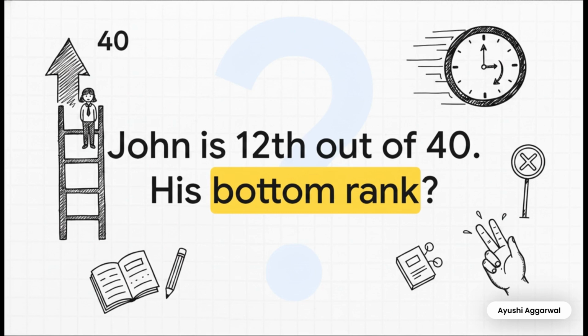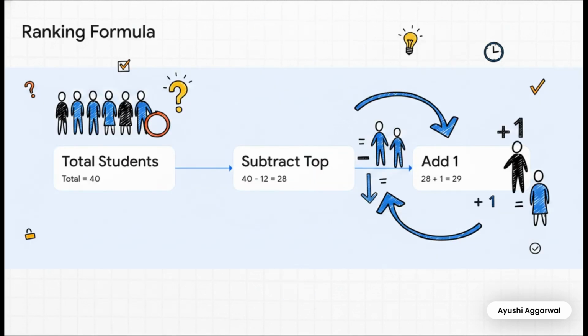So what is the actual mathematical shortcut here? Let's break down the standard ranking formula step by step. Make sure you note it down. Step 1, you take the total number of students, which is 40. Step 2, you subtract the given rank from the top. So 40 minus 12 gives us 28. And here is the absolutely crucial step, step 3. You must add 1 back to find the rank from the bottom.